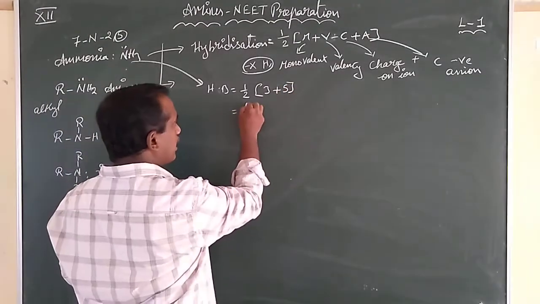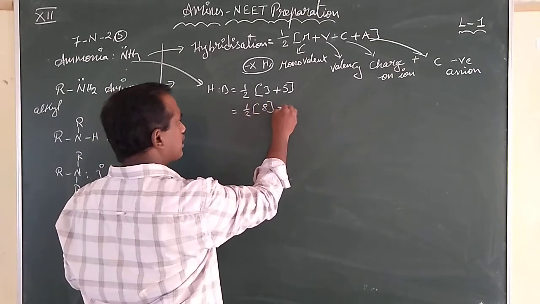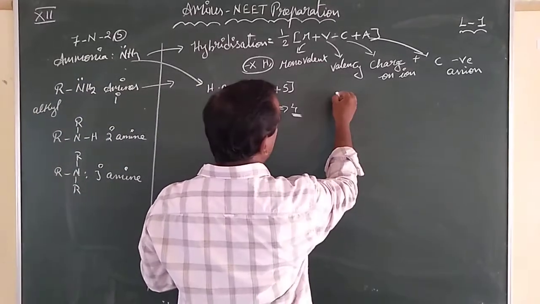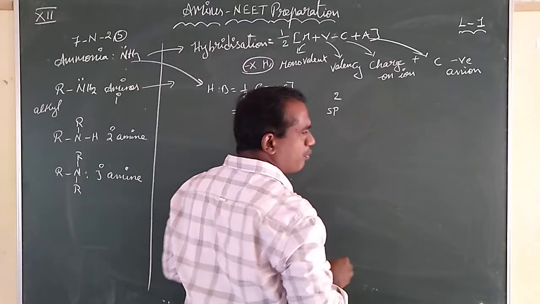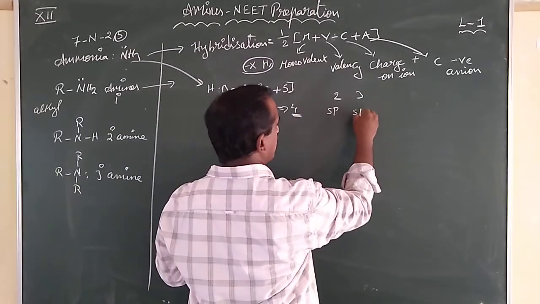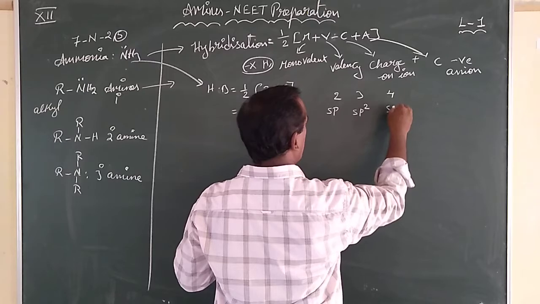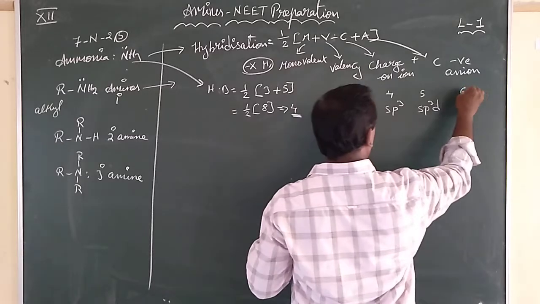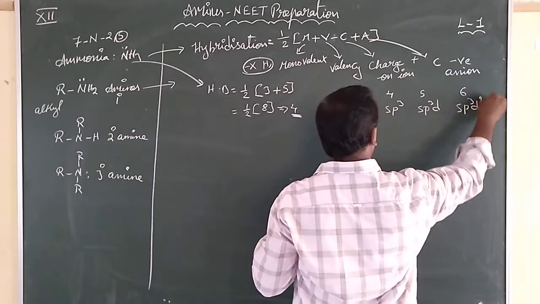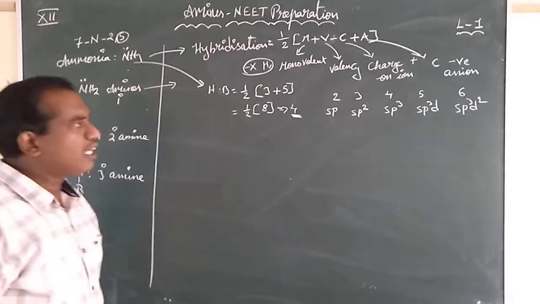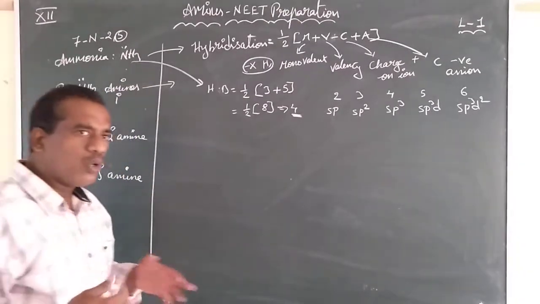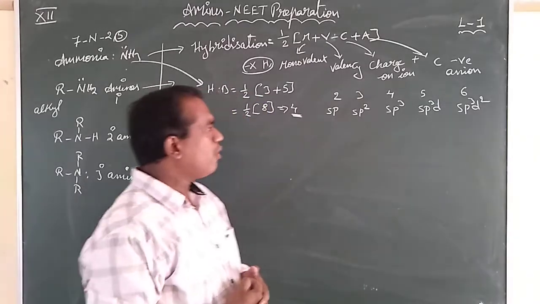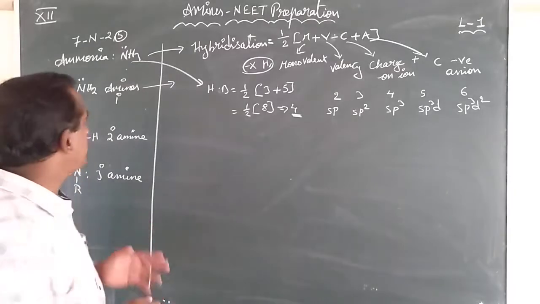So half of 8 is nothing but 4. These numbers we got, we can apply to decide the hybridization. If the number is 2, it belongs to sp hybridization. Number is 3, sp2 hybridization. Number is 4, sp3 hybridization. Number is 5, sp3d hybridization. Number is 6, sp3d2 hybridization. So these are the shortcuts to find out the hybridization. Whoever is working parallelly with the chemical bonding chapter can use this formula. Good. Now we came to know the hybridization of these amines.